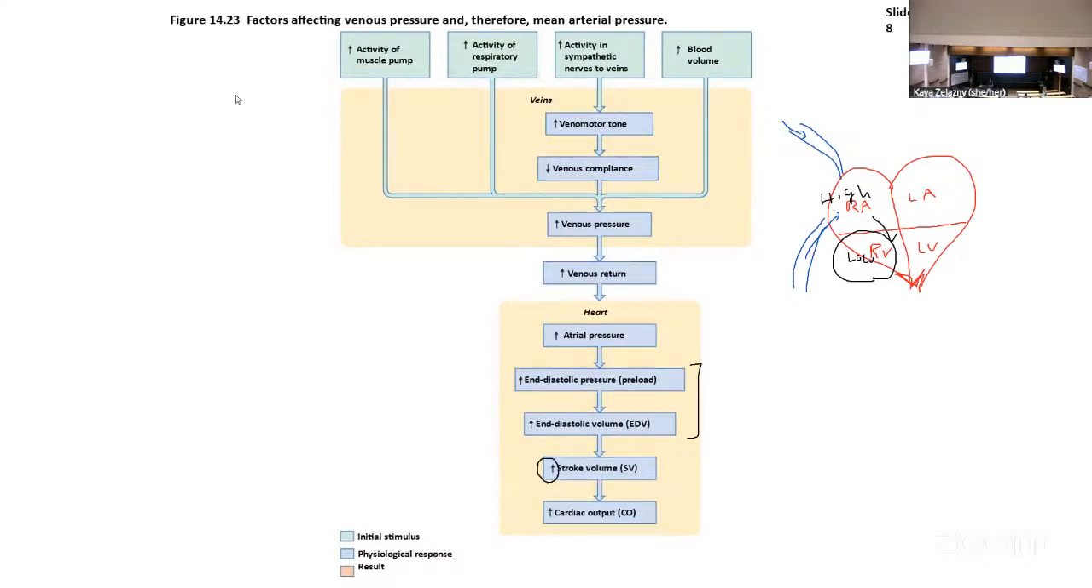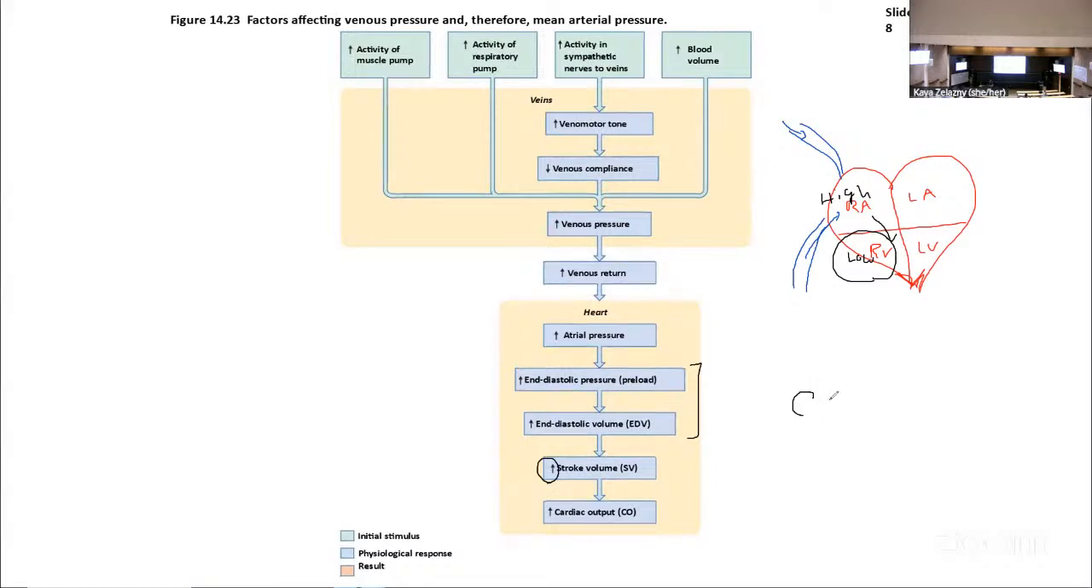which means we are going to increase our cardiac output, because cardiac output is our stroke volume, right? The stroke volume is the amount of blood per heartbeat, times our heart rate, which is our beats per minute. So now our cardiac output is how much blood is moving into our systemic circuit per minute.